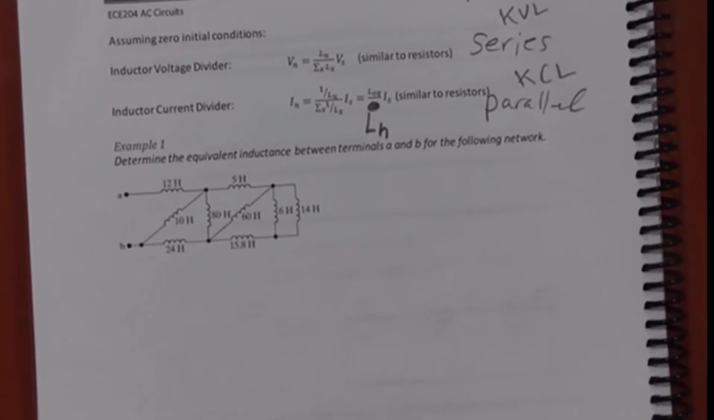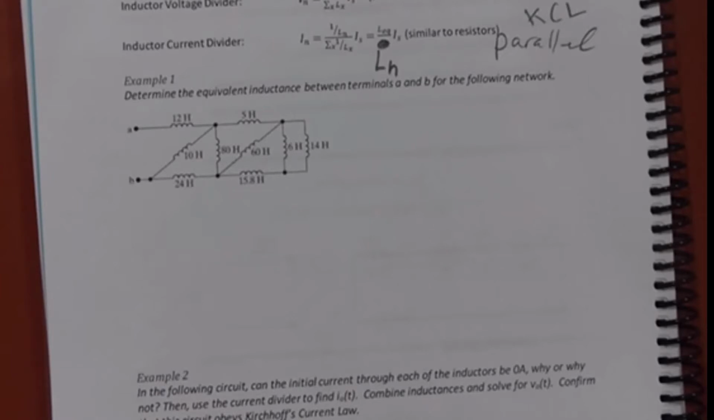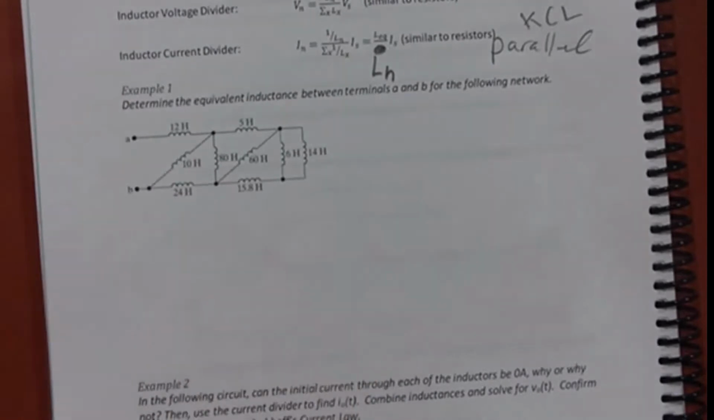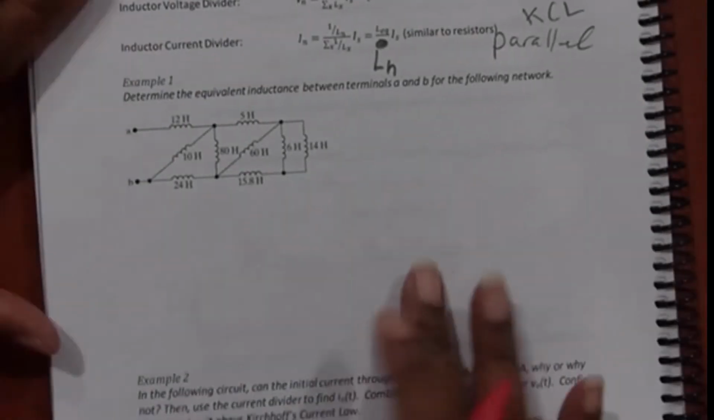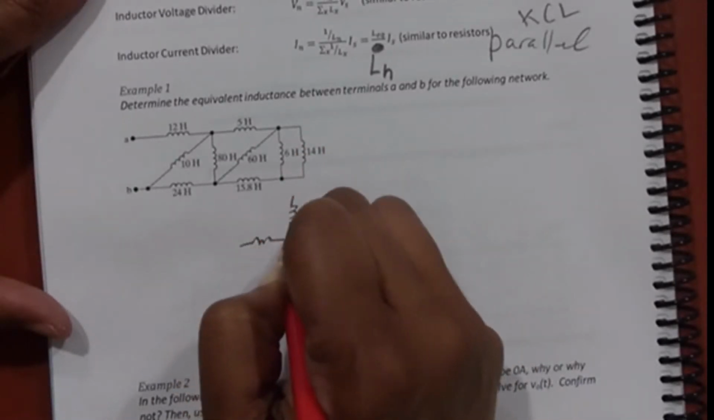Now that we know everything we need to know about inductors, I want you to tell me what the net equivalent inductance is for that network in example 1. When we combine inductors, just like we do with resistors, you work from the outside in, from the outside of the network to the terminals. So you want to start with 6 in parallel with 14 and work your way in.